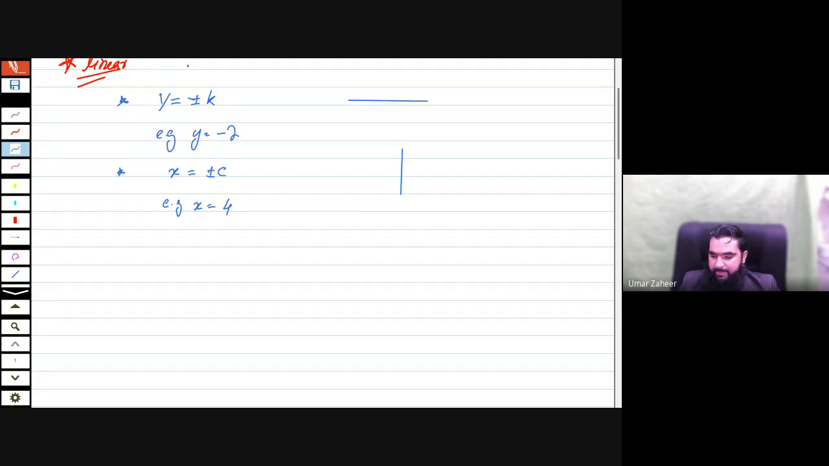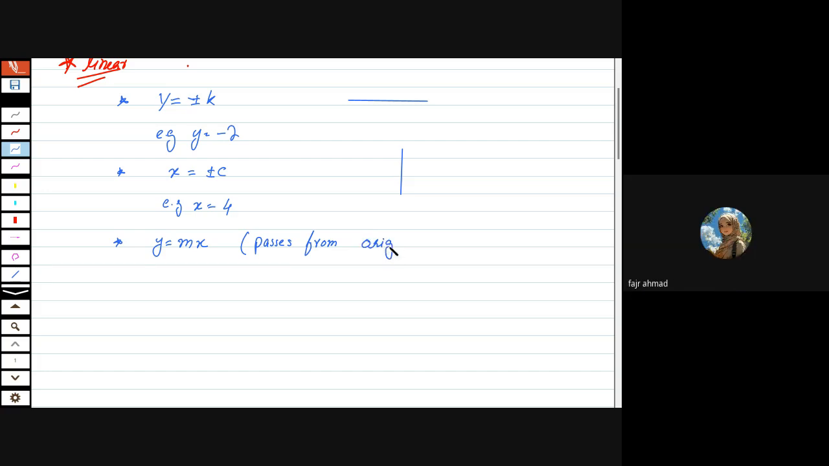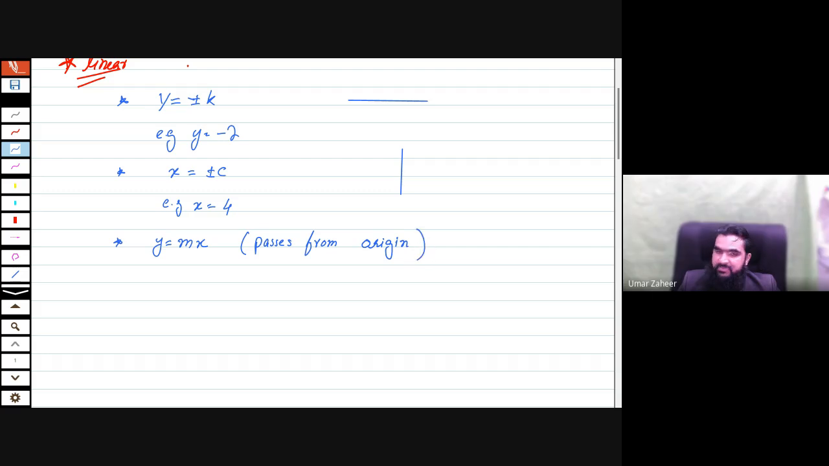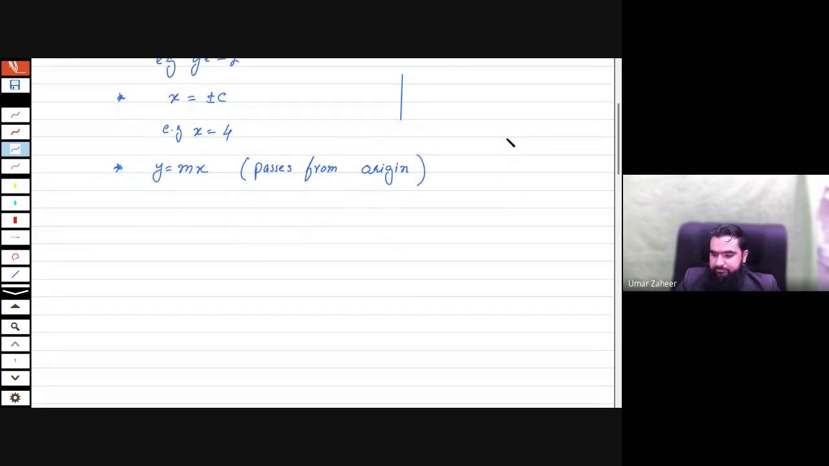In the same way, if you have the equation y = mx, there is no y-intercept. No y-intercept means it is 0. So we can conclude that it passes through the origin.